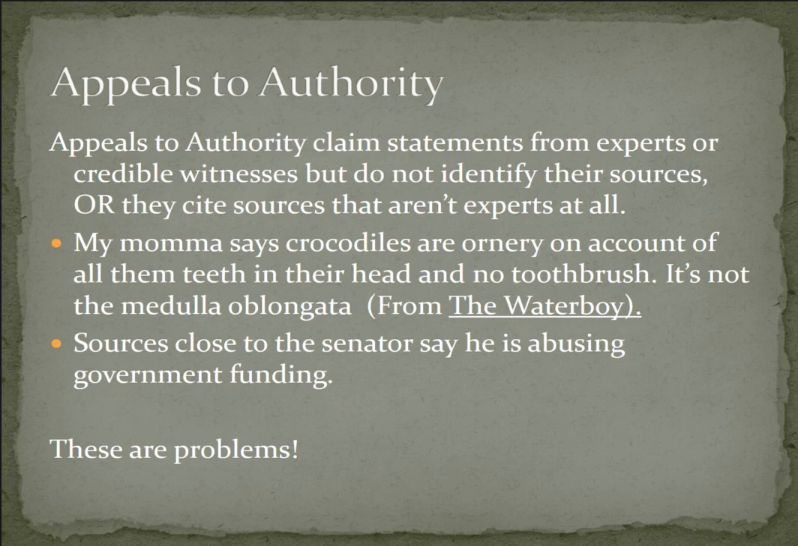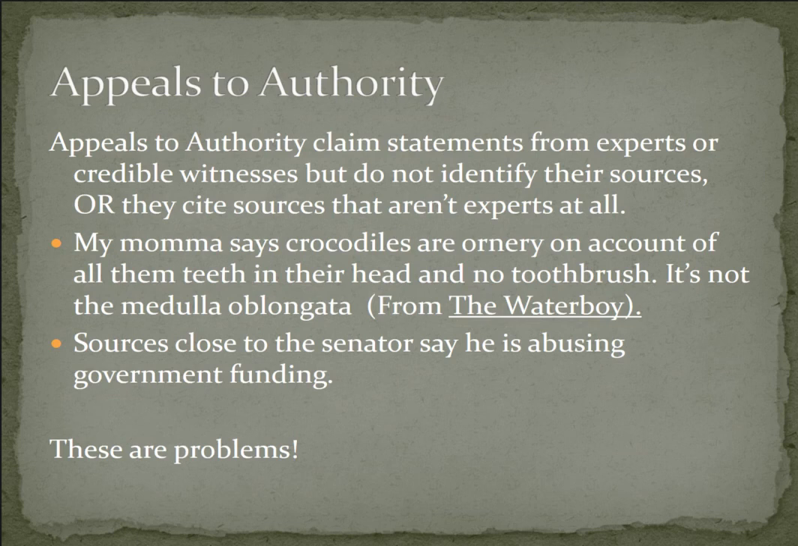So, sources close to the senator say he's abusing government funding. Sources close to the senator could be anyone from their third cousin to somebody they met at the grocery store. We're not quite sure what that means. We need to be really specific, especially with an accusation like that. And yet, we tend to see these appeals to authority all the time. These are problems. They affect someone's credibility, and they open things up into some really wild assumptions.